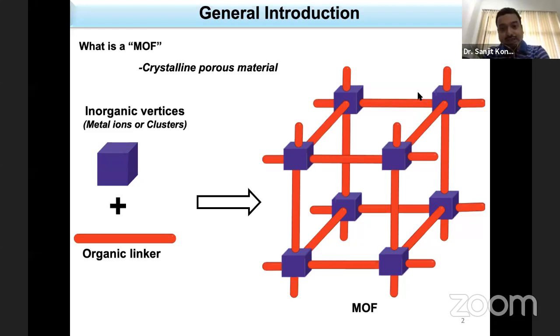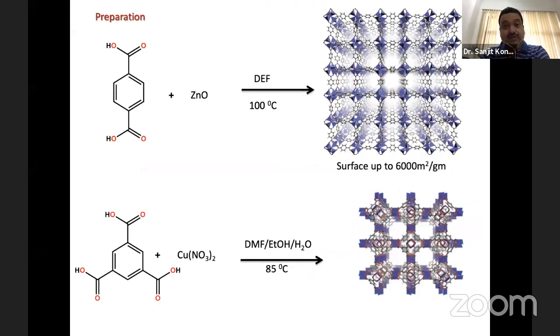What I was talking about here is the design strategy for a metal organic framework. Based on the choice of the metal and the ligand, you can control the chemical and physical properties of these highly crystalline materials. There are many advantages of this material compared to other porous materials. For example, these materials can be prepared very easily.